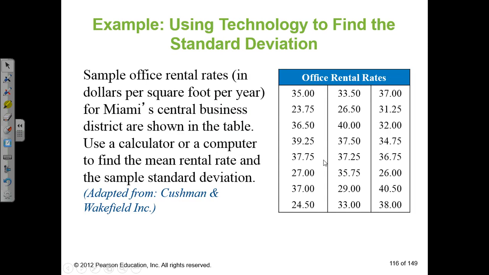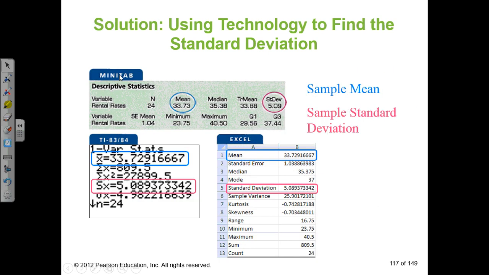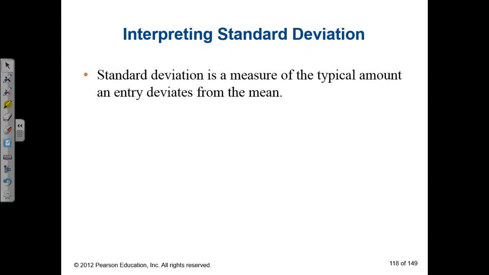Using technology, there's a lot of technology that can be used to find standard deviation. You can use statistical software like Minitab or SPSS or SAS. You can use some of the nicer calculators like the TI-83 or 84, or Excel. Since I did not require you to purchase any of this technology, we won't be using technology in this class, but I just want you to be aware that it is available to you.